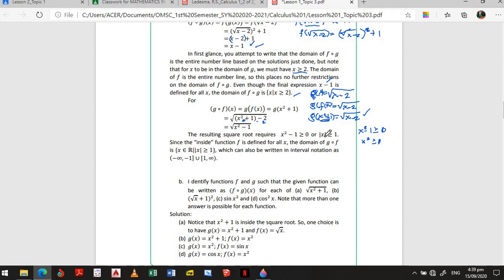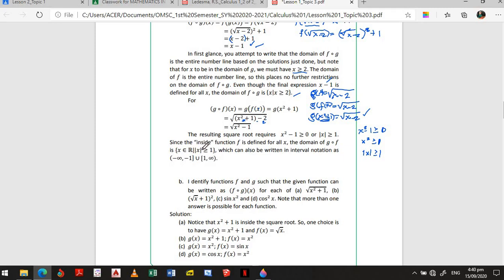Okay? Then, this results to, since greater than or equal to 1, then this is x squared and this is just our 1. So, we can simplify that the absolute value of our x is greater than or equal to 1. Okay? Since the inside function f is defined for all x here, the domain of g of f of x is the x, which is the element of the entire number line, such that the absolute value of our x is greater than or equal to 1.